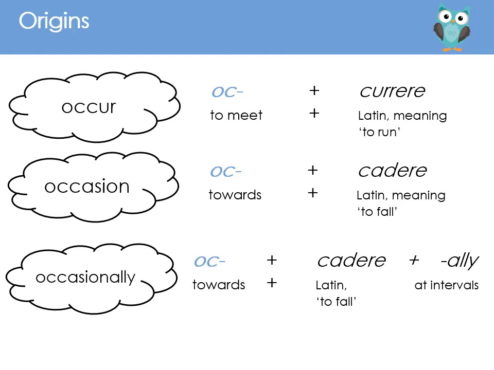Now, occasion comes from the root word of occur, but for occur, the prefix actually means to meet, and then the Latin means running. And then you can add another suffix to occasion and make it occasionally. Again, that prefix stays as towards, and the Latin is to fall, and that end suffix means at intervals. So it's just quite interesting to think about these words and actually think about where they're derived from.